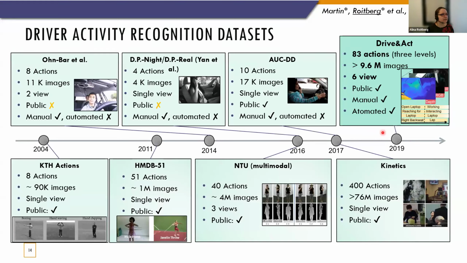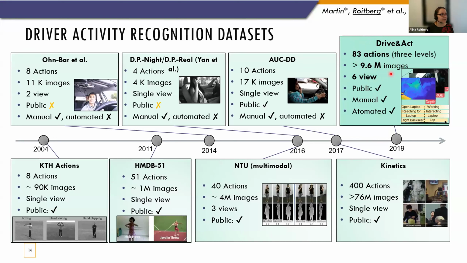So in 2019, we collected the Drive&Act dataset, which is, as far as I know, still the largest available public dataset for driver activity recognition. This is meant for recognizing what the human is doing inside a highly automated vehicle. So we have 83 action classes, and of course many actions are allowed there which you usually would not be allowed to do when you're behind the steering wheel if you have to drive the car. So we try to already predict what the driver is going to be doing when you are allowed to do a lot behind the steering wheel.